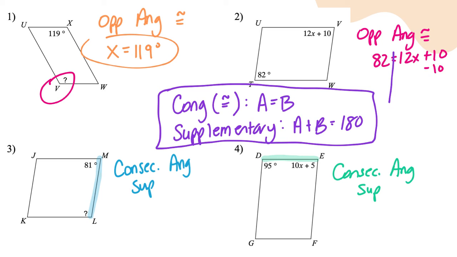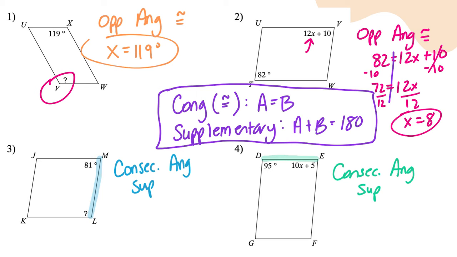So I'll subtract 10 from both sides. I get 72 equals 12x. When I divide by 12, x equals 8. So if I wanted to find the measure of this angle, I could plug it in, but all I'm looking for is to find that value of the missing variable, which is x.